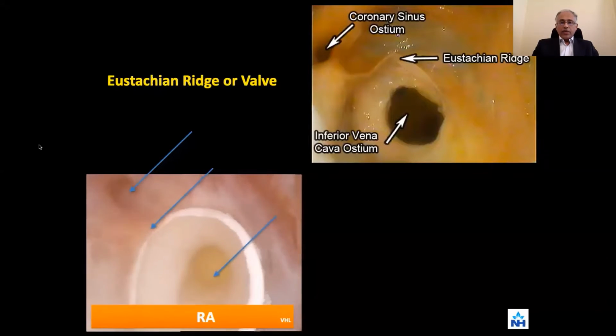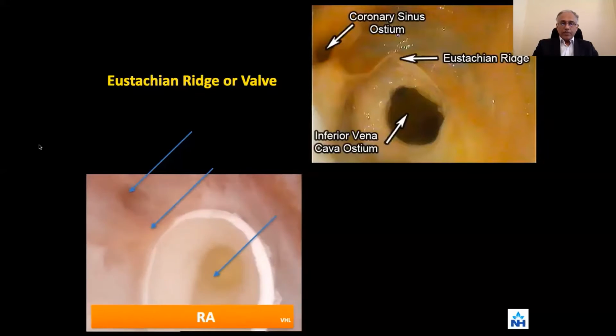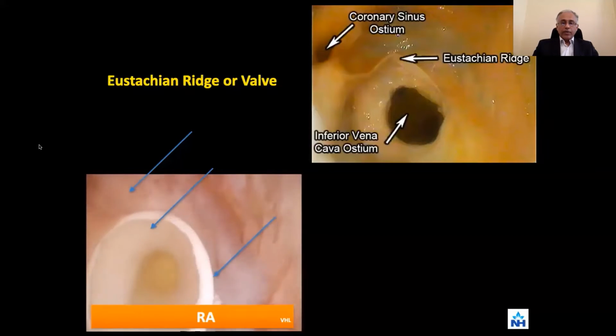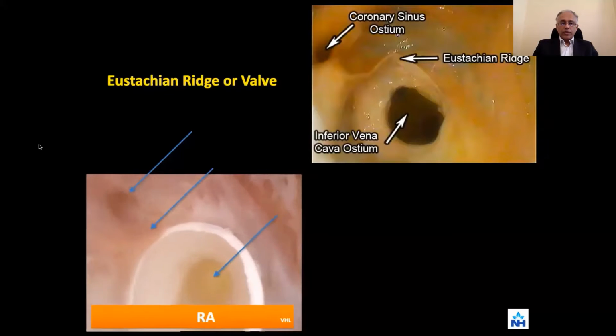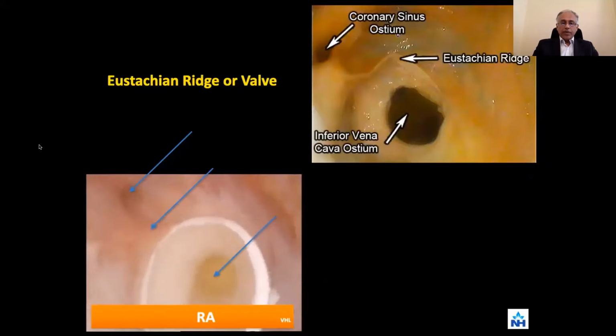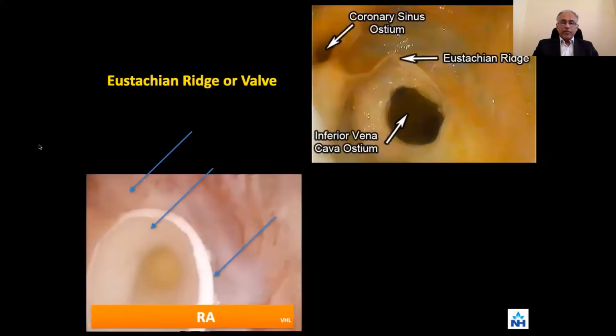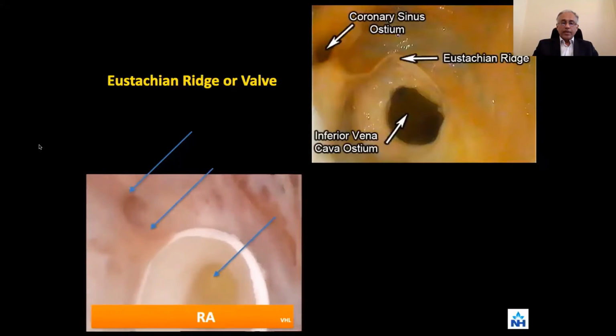Now, let's look at a little bit of the anatomy. This is how the actual anatomy looks. These are not from a live patient, but a simulated real tissue. You can see the anatomy of the IVC and the coronary sinus. These are the two structures you have to be very carefully aware of. They are very close to each other. And many times you have structures like the eustachian ridge or the Chiari network, which comes from the IVC, and there is the thebesian valve also, which is sometimes seen at the coronary sinus.